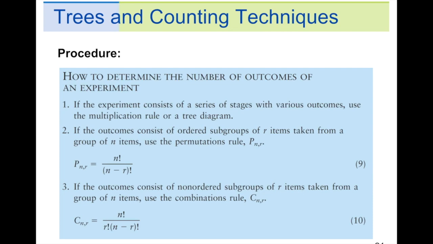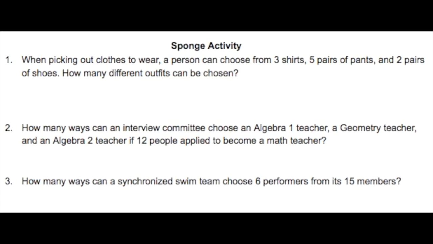How to determine the number of outcomes in an experiment. If the experiment consists of a series of stages with various outcomes, use the multiplication rule or a tree diagram. If the outcomes consist of ordered subgroups of r items taken from a group of n items, use the permutations rule. If the outcomes consist of non-ordered subgroups of r items taken from a group of n items, use the combinations rule.